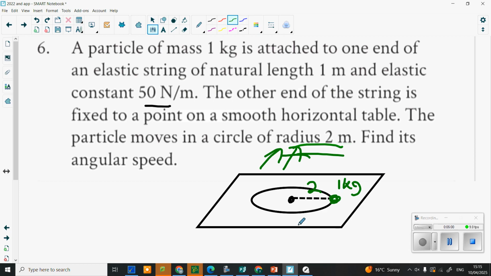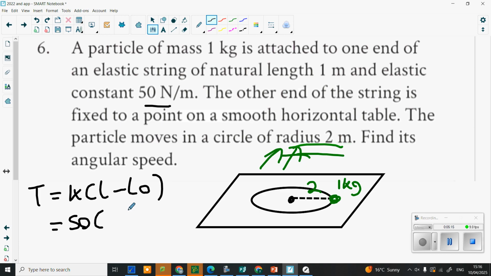What do we learn about circular velocity? The tension has to act back towards the center of the circle, yeah? So the T value is K times L minus L0. What's K? 50. What's its current length? Current length, guys? What's the length of the string? The dotted black line is the string. 2. What's its natural length? Therefore, the answer is 50 newtons.